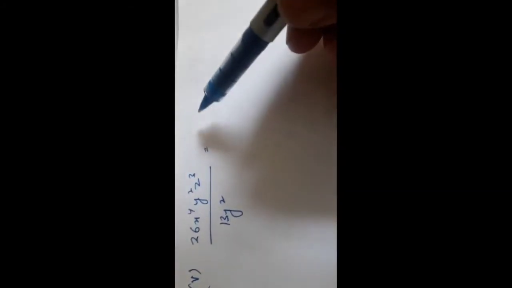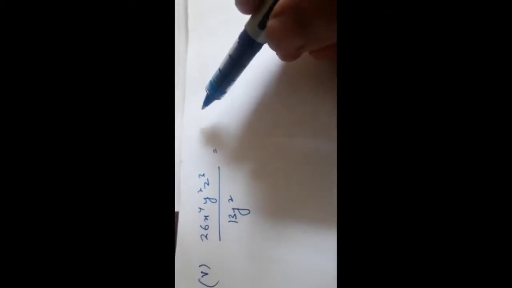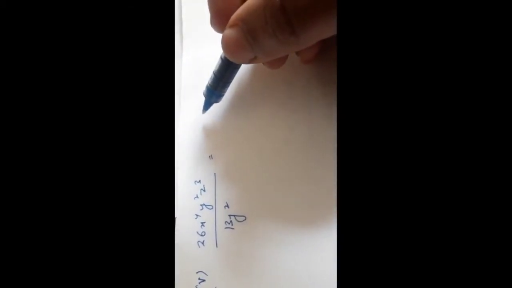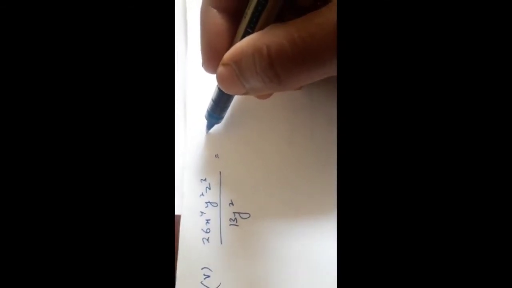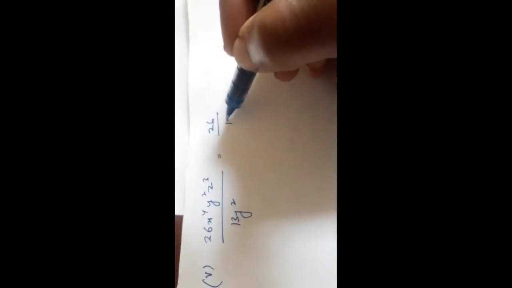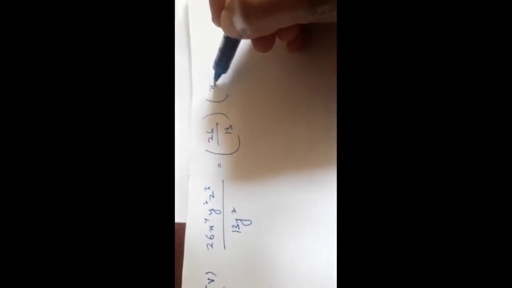So the fifth part of question number 1 of exercise 6.3 is 26x raised to the power 4 y square z cube by 13y square. So same process we will follow here also. First separate the constants and similar variables.